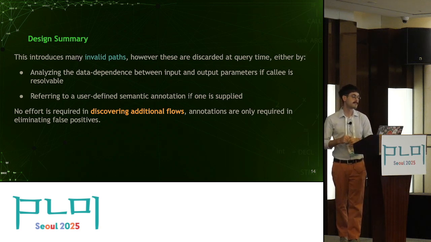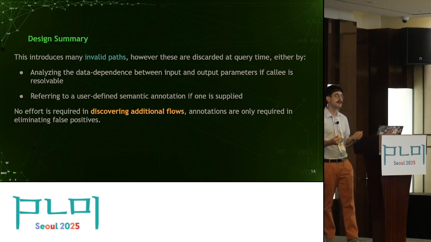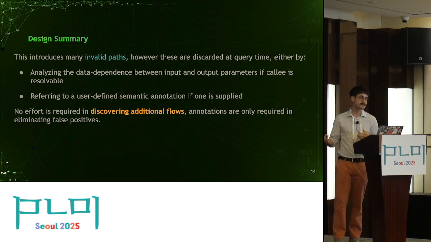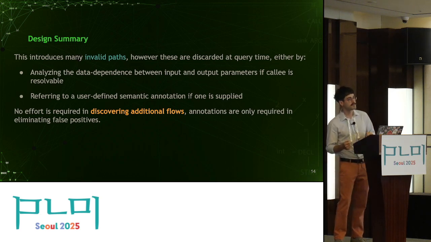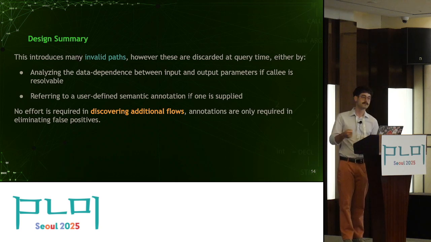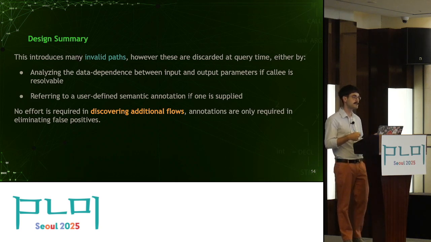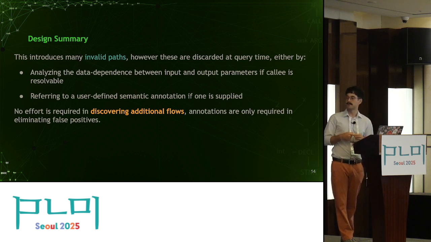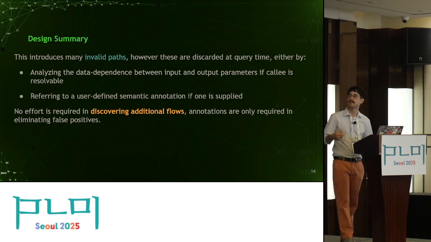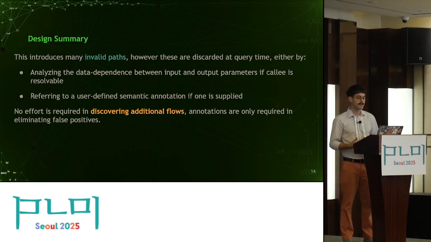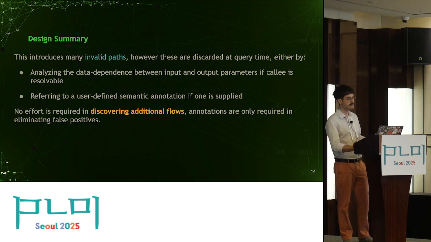And this is either done by analyzing the data dependence. If the callee is resolvable, we can then actually perform a data flow analysis on that procedure, or refer to a user-defined semantic annotation if one is supplied, which I'll go into detail later. So obviously, because it's over-approximated, discovering additional flows requires no effort. That is the default. And annotations only are required if we encounter false positives that we would like to eliminate.